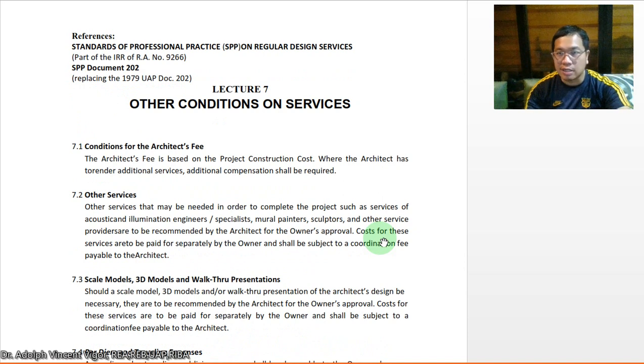First, the architect's fee is based on the project construction cost. Where the architect has to render additional services, additional compensation shall be required. This only means that your fee in the future will be based on the cost of the project. If you're going to render services in addition to it, additional compensation will also be required.